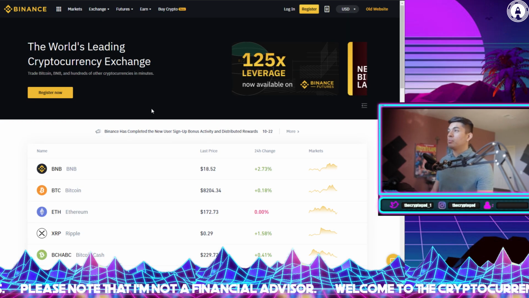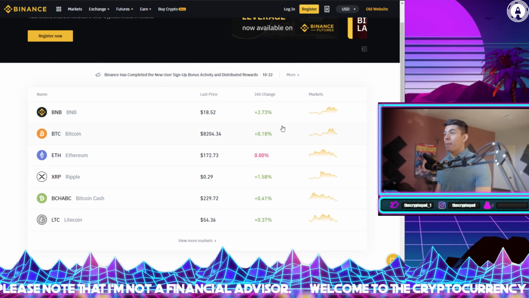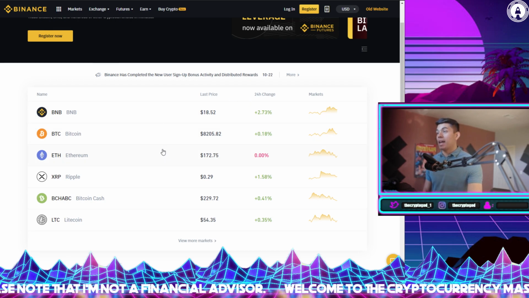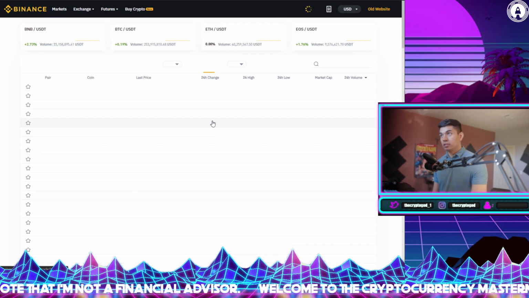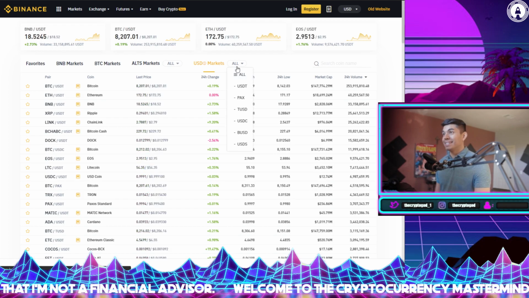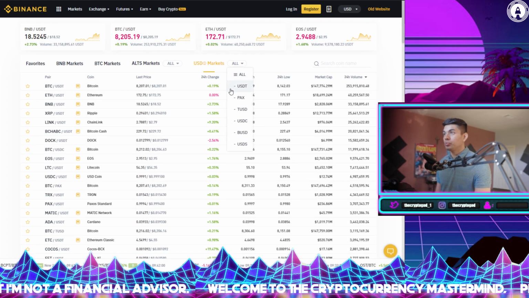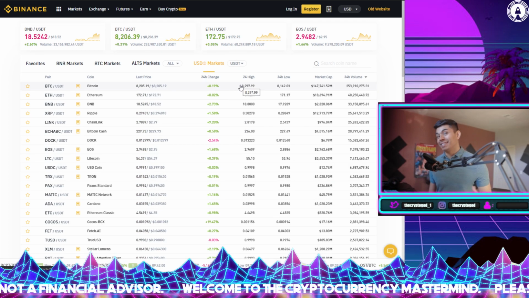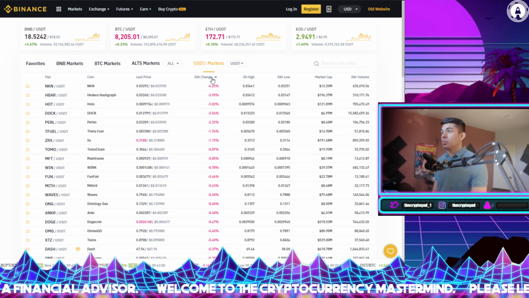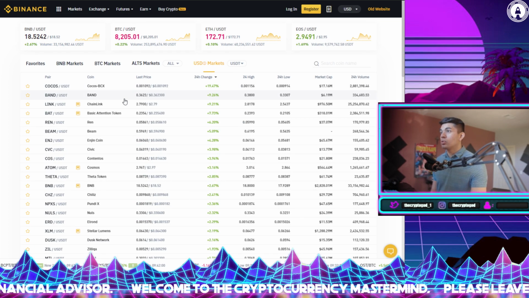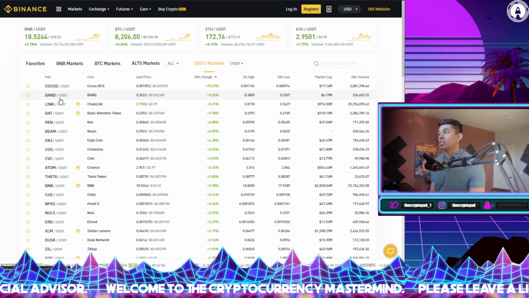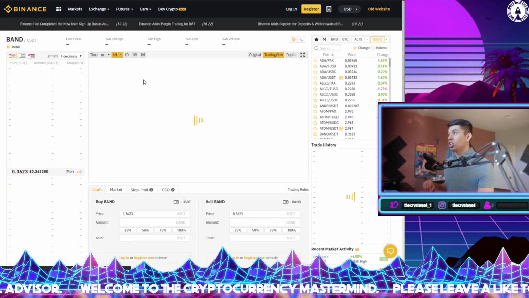So similar to what we talked about, now we're back at our main page on Binance. Let's go into view more markets, and let's go into USDT, again because I trade with USDT pairings. And again, let's double click on this. All right, so Cocos. The next one is showing Band. So let's take a look at Band. How is that looking?